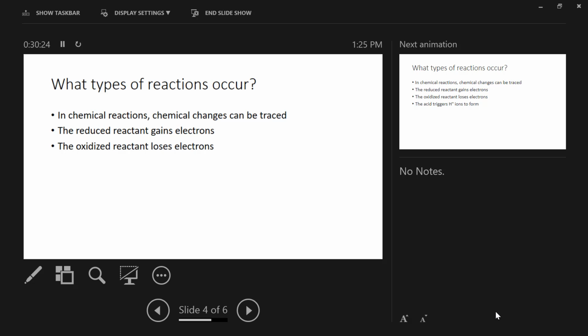Any of you ever heard the term oxidation? What does it mean? Or can you think of an example of it? Now you know that it means the loss of electrons, right? Oxidation, it's the loss of electrons. But what about some examples?